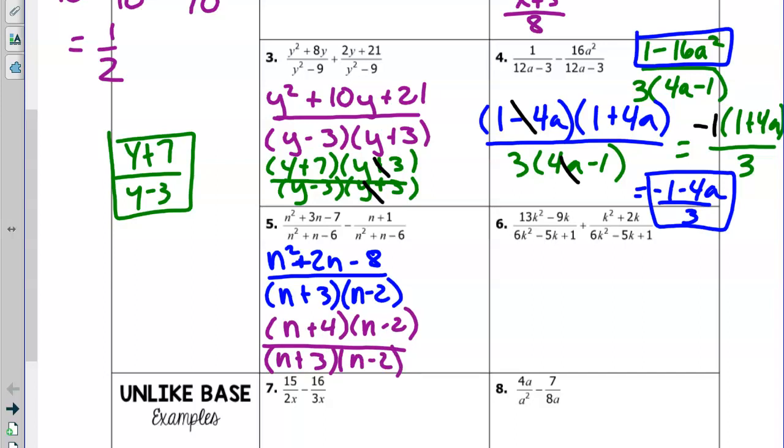And now what would cancel them? The n minus 2. And then we have left the n plus 4 and n plus 2.